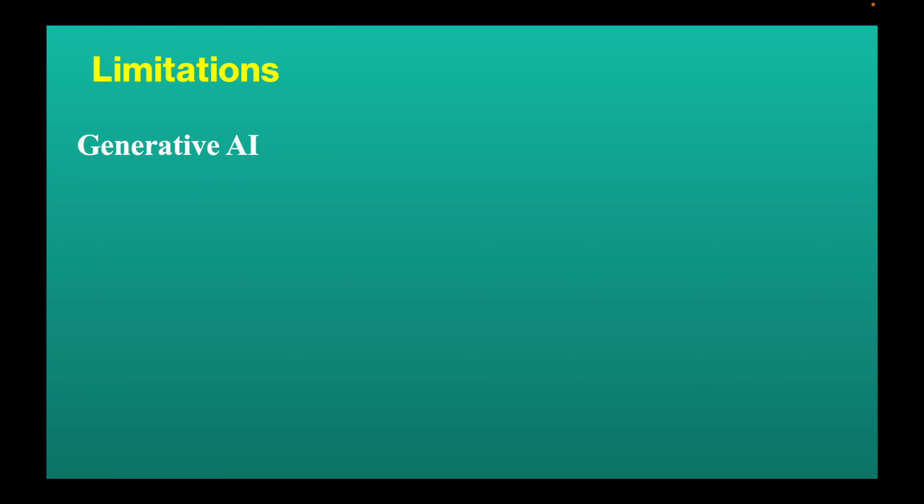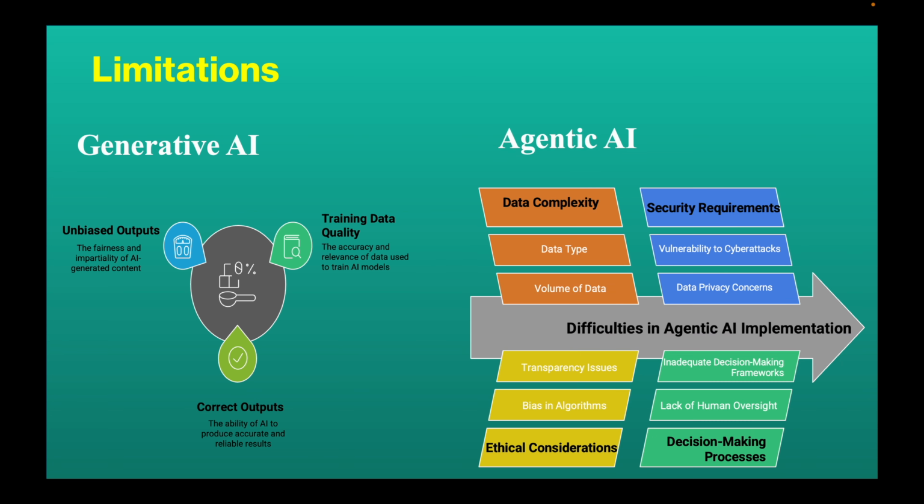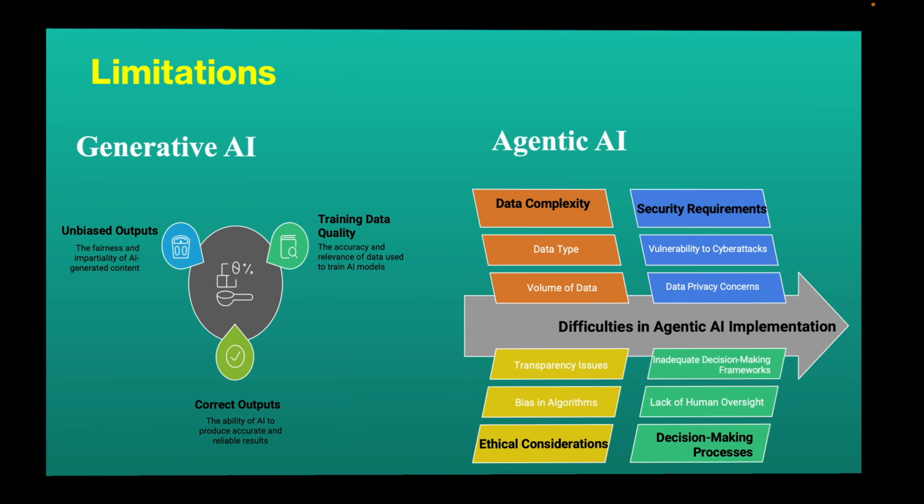Limitations. The limitations of generative AI are that it must have good quality training data and it should produce correct and unbiased outputs, whereas the limitations of an agentic AI are that it can be difficult to implement complex data while training. Similarly, it requires proper ethics and security to make proper decisions.